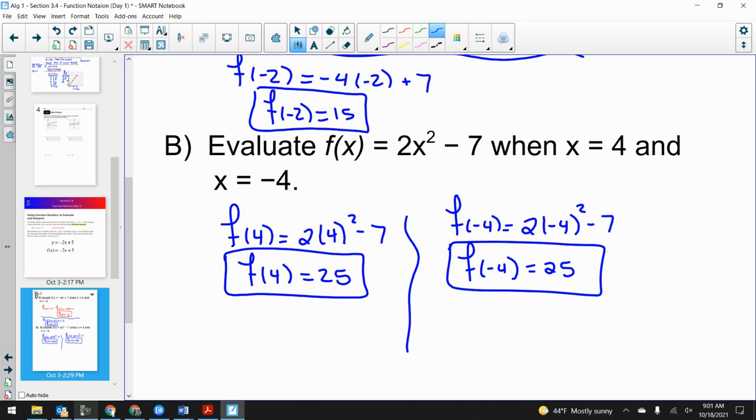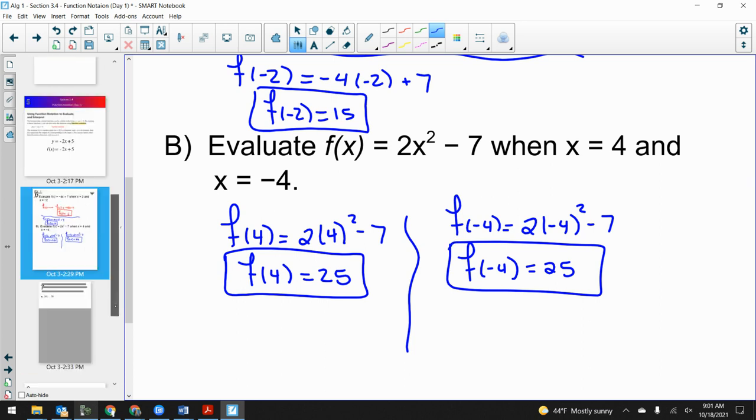So f of 4 and f of negative 4 actually end up being the same thing. You might be thinking, well, wait a second. Doesn't that negate it from being a function? No, it can have the same output value, so you just can't have the same input value. Right? You can't have 4 going to two different things. You can't have negative 4 going to two different things. That's what can't happen.